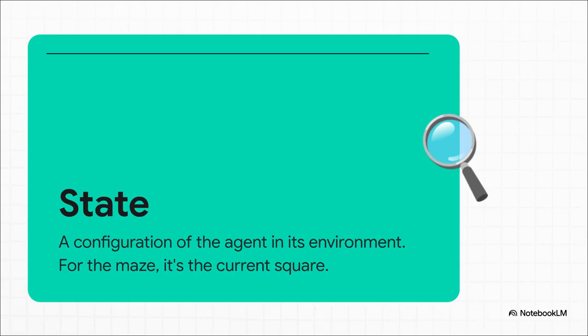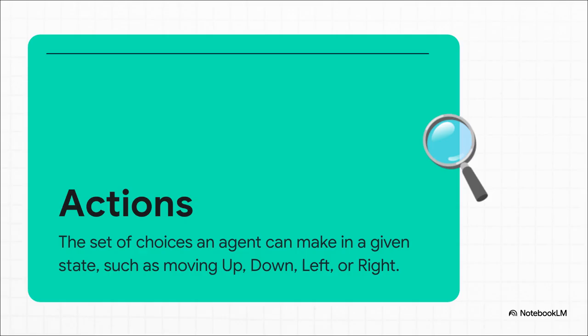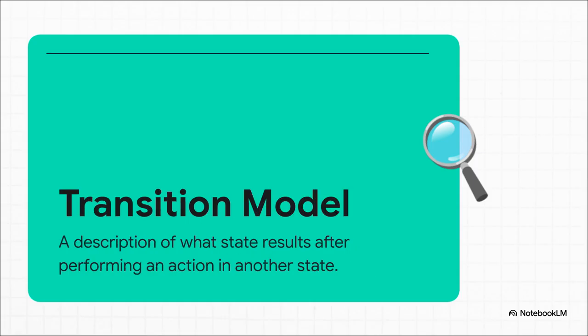First things first, the agent needs to know its state. A state is really just a snapshot in time. For our little maze runner, a state is simply the exact square it's standing on right now. Every single square in the maze is its own unique state. And from any given state, any square, our agent has a list of possible actions. These are its choices. In our maze, it's super straightforward. It can try to move up, down, left, or right, as long as there's not a wall in the way, of course.